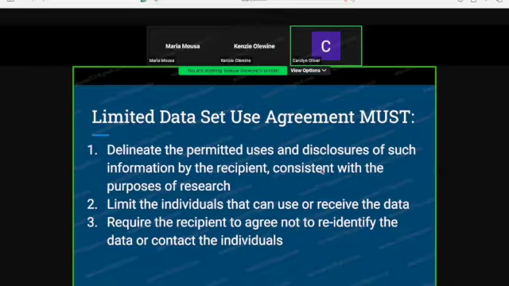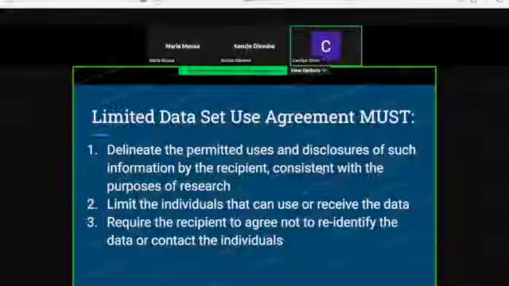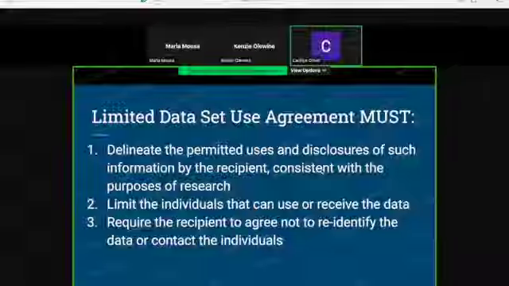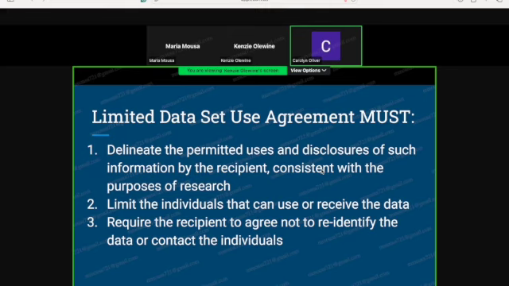Number two, limit the individuals that can use or receive the data. So only respected, trusted individuals that are conducting the research are able to have access to this information. And then number three, require the recipient to agree not to re-identify the data or contact the individual. So with that, they still need to fall under HIPAA to ensure that this person is still protected.